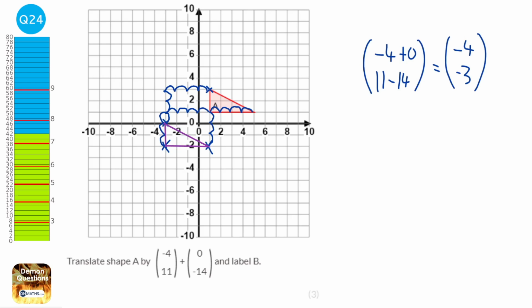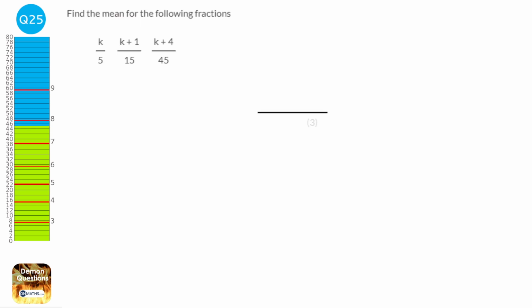And label the new shape B. So when we find the mean of something, we add the elements together and we divide them by the amount of elements. So here we've got 3 elements. So what we're going to do is add these together and then divide by 3. Now the problem is that the denominators are not the same, so we can't add them yet. But they're all factors of 45.